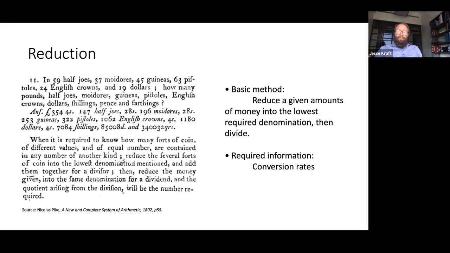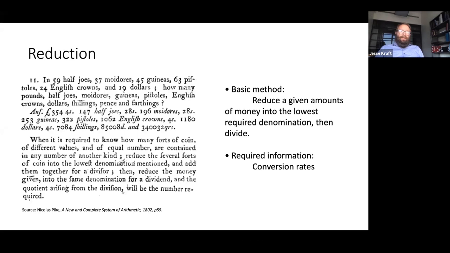So the example in this book is: 59 half joes, 37 moidores, 45 guineas, 63 pistoles, 24 English crowns, and $19. How many pounds, shillings, pence, and farthings? Now that may seem absolutely crazy, but it was common knowledge that was needed at the time. And as the account book entry of Thomas Shields showed, it was practical knowledge that could have absolutely occurred at any given time.